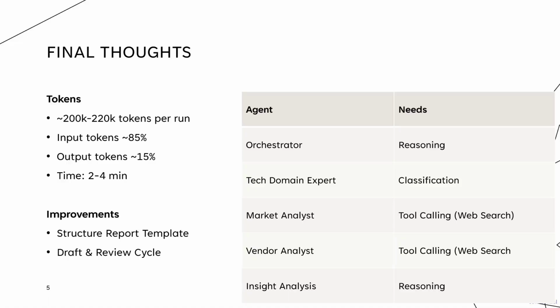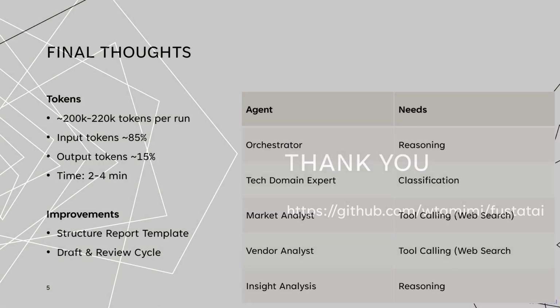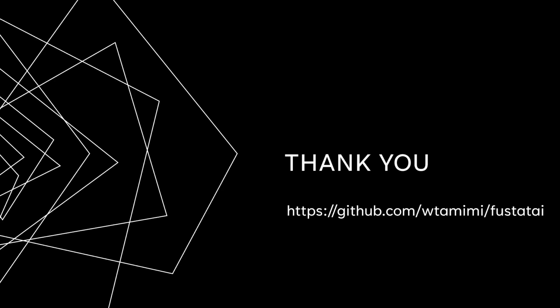Few final thoughts before we wrap up. In agentic workflows, not every agent needs the same level of reasoning, so we can have a mix of different LLMs for cost optimization. In market research, we're dealing with large context in a single run. A single run can take up to 220,000 tokens, where most of the work is input, not output tokens. This workflow can be further improved by enforcing a structured report template so outputs are more consistent, and by introducing a report review cycle where we generate a draft version of the report first, then another agent reviews it and produces the final results. Please let us know your thoughts, and thank you for watching.